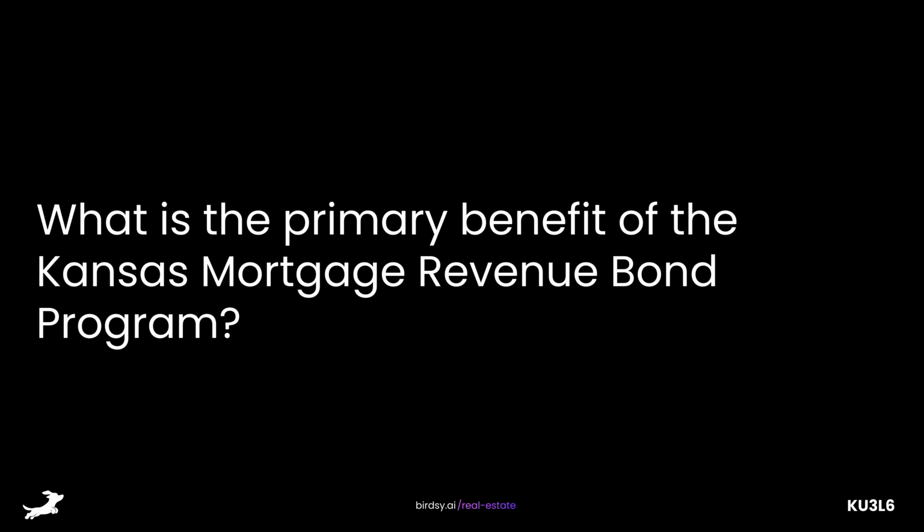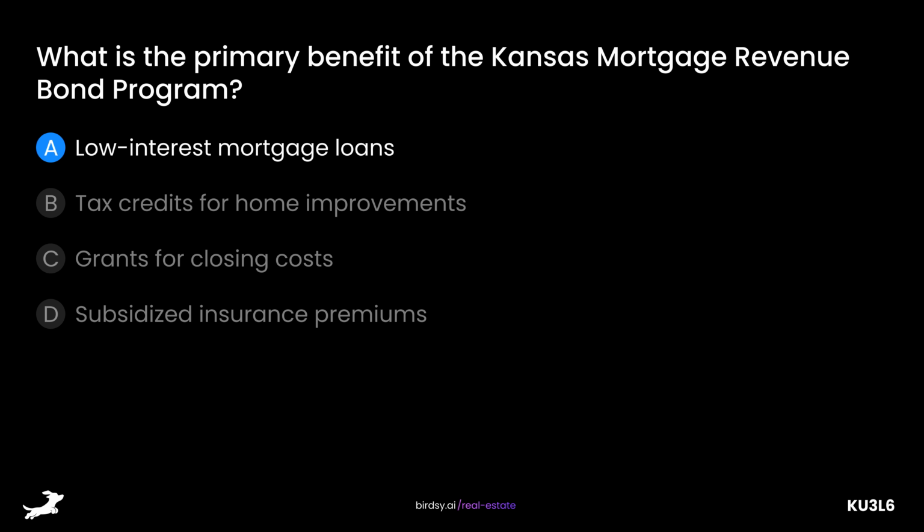What is the primary benefit of the Kansas Mortgage Revenue Bond Program? Is it A, low-interest mortgage loans, B, tax credits for home improvements, C, grants for closing costs, or D, subsidized insurance premiums?